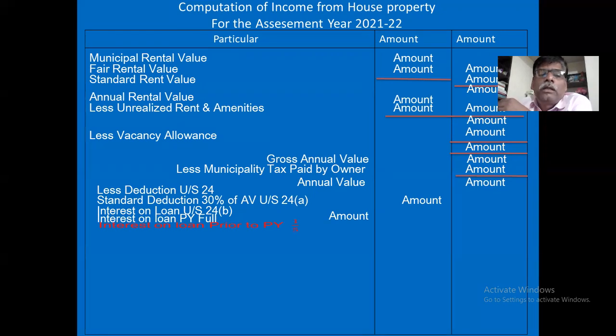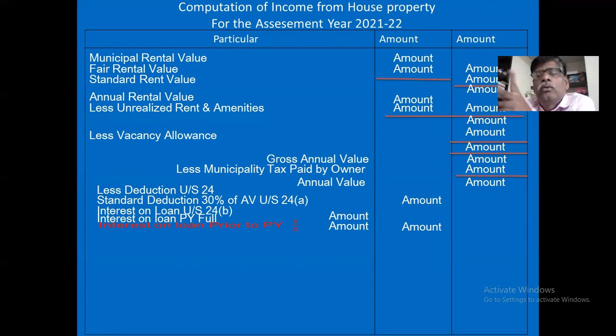Then, interest on loan prior to previous year. If interest is not relating to the previous year, but is prior to the previous year, and that interest is related to the construction period, you take only 1/5 of the interest pertaining to prior to previous year, not full. You take the total of the two, and that is called interest on loan.